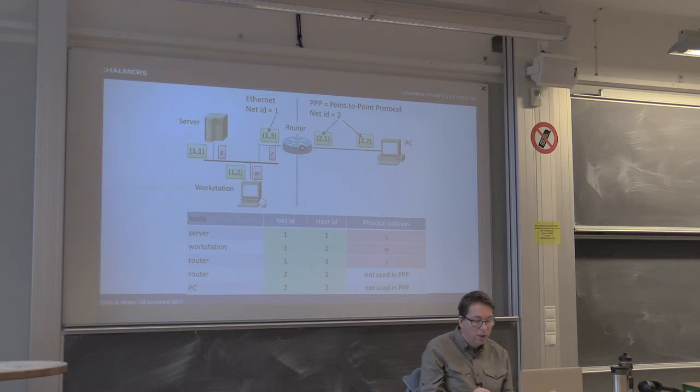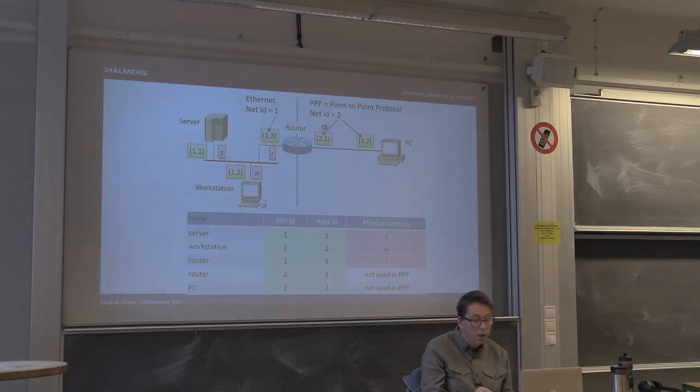The router has an interface which points towards the PPP network. It also has an interface towards the Ethernet network. So it has an IP address on this side also, which is 13, meaning it's on network 1 and it's node 3 on that network. So the router at the same time has 2 IP addresses, one here and one here, because it's connected to 2 networks.